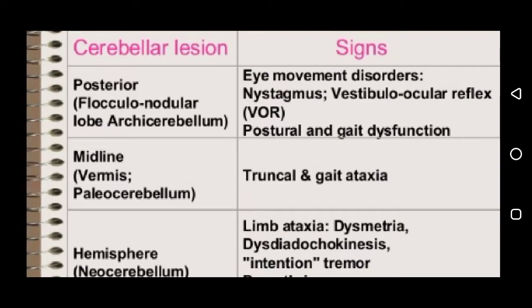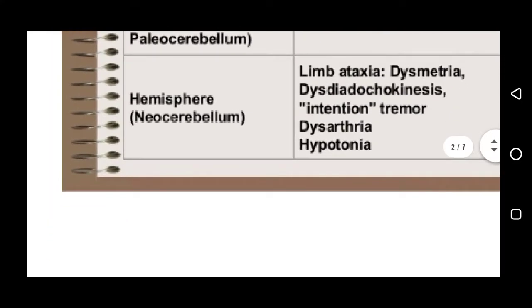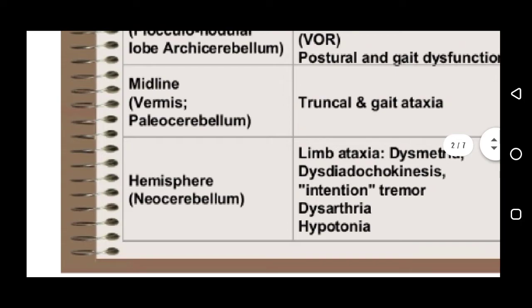When there are midline lesions like the vermis and part of the paleocerebellum, the signs due to this part's lesion are truncal and gait ataxia. When there is a lesion in the neocerebellum, the signs that appear are limb ataxia, dysmetria, dysdiadochokinesia, intention tremor, dysarthria and hypotonia. So these are the part-wise signs of cerebellar lesion.